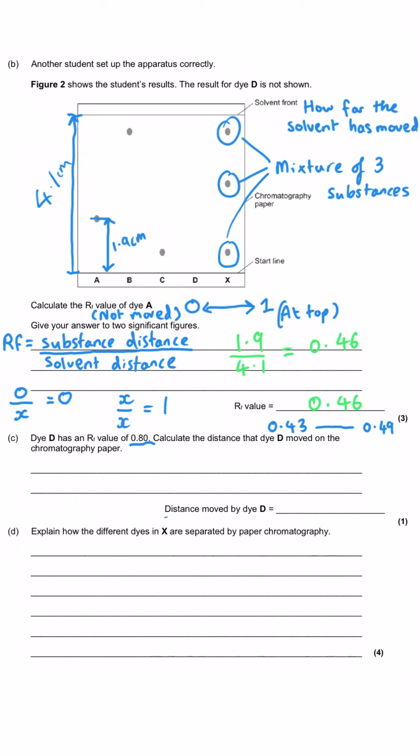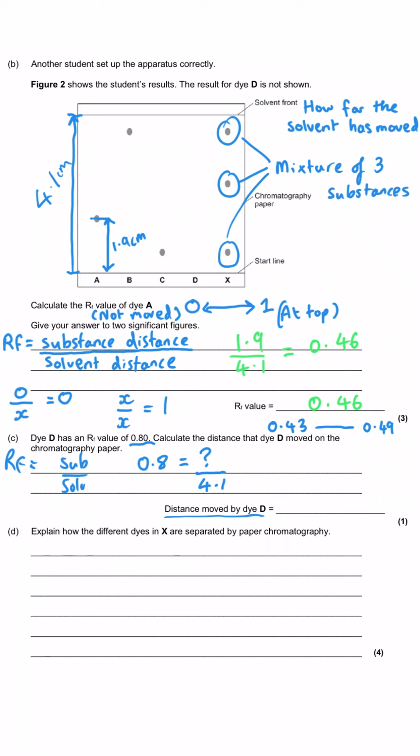so that will be because they're asking us to work out the distance moved by dye D, and if it was given on the diagram, you could just measure it. But what they want you to do is they want you to use the same equation as before. RF value is substance divided by solvent distance. And so when we put these numbers in, 0.8 is equal to our unknown divided by the distance our solvent travelled, which is 4.1. It's the same as before, and we've already measured it up here.